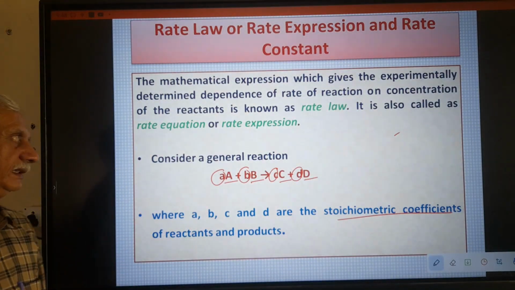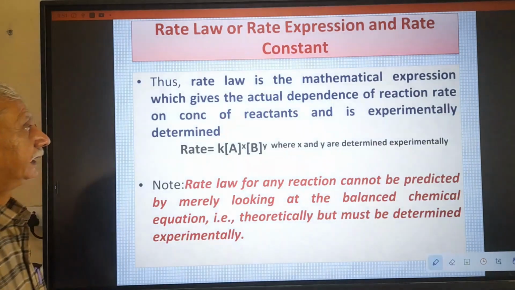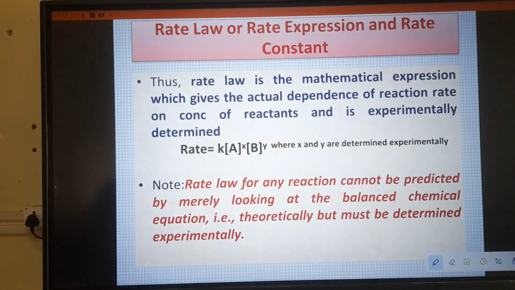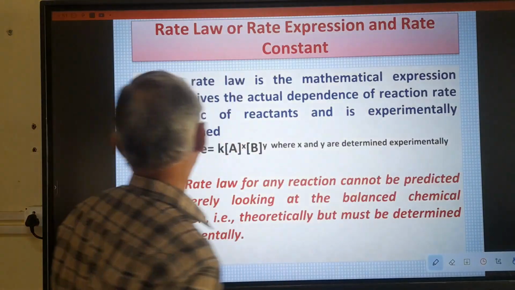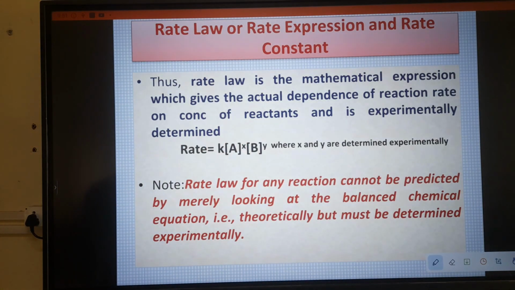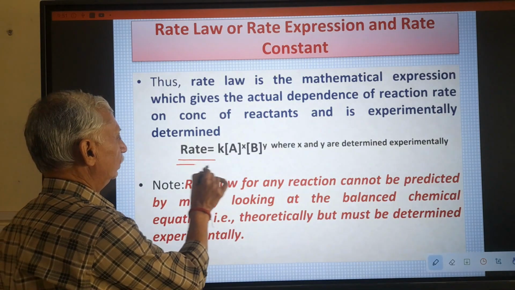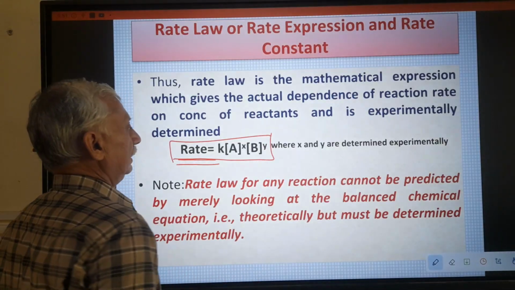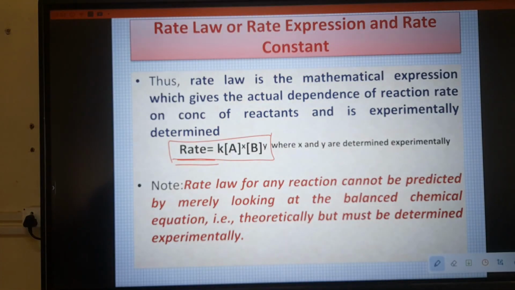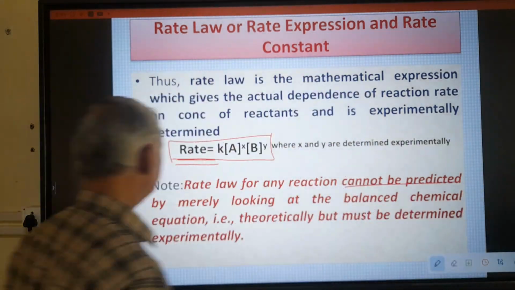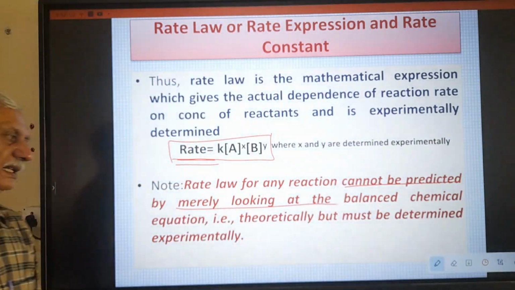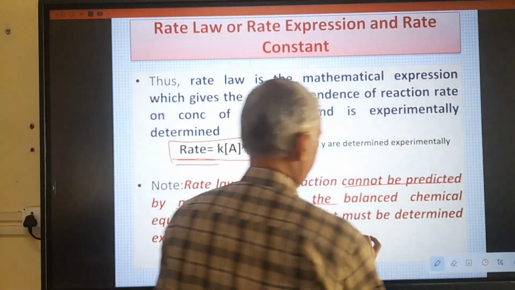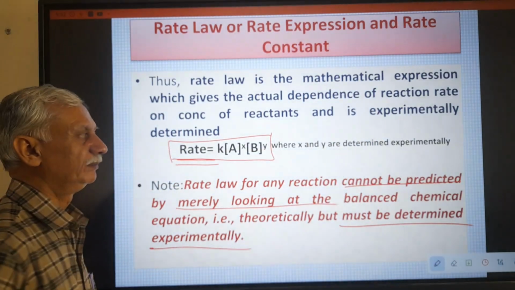For this reaction, the rate law is the mathematical expression which gives the actual dependence of the reaction rate on the concentration of reactants, and it is experimentally determined. Here this is the rate law expression, and the values of x and y are determined experimentally. So we cannot predict the rate law merely by looking at the balanced chemical equation, but it must be determined experimentally.